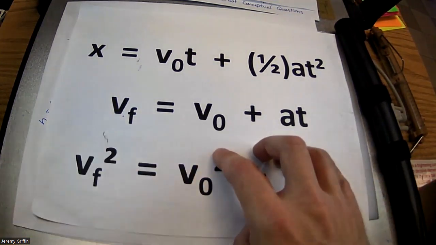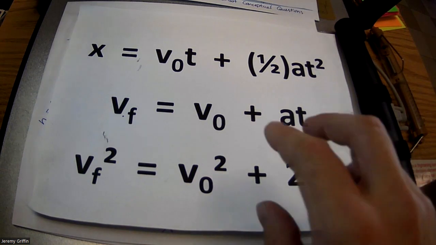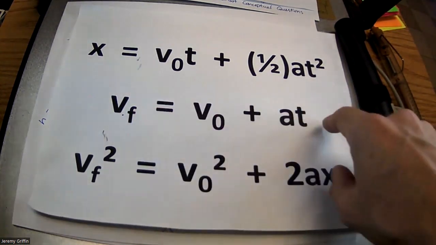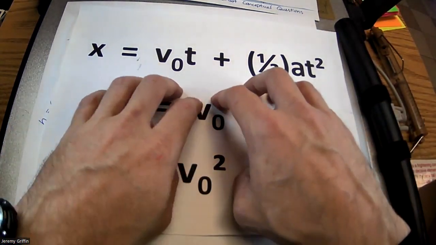Eliminated. And we need something to do with the height of the cliff. Well, the height of the cliff matters. That also eliminates which one? Which one does not have displacement in it? Yeah, the middle one. This is final velocity, this is initial velocity, acceleration, time. I don't see anything that would have to do with the height of the cliff here, right? So it's got to be the top one, right?